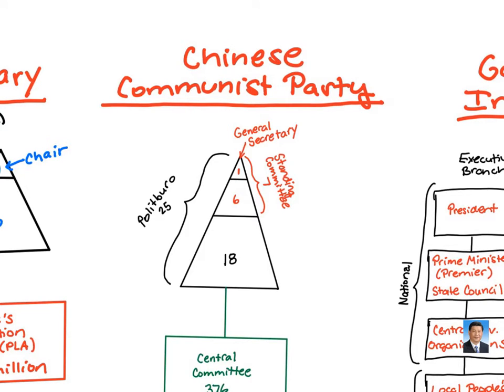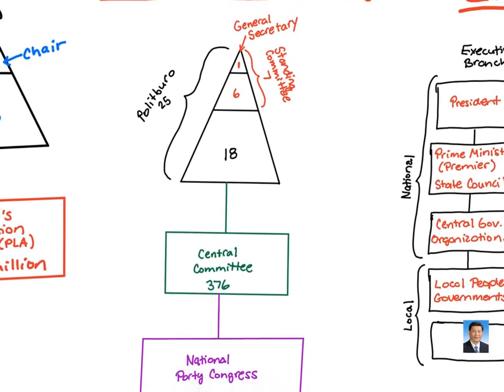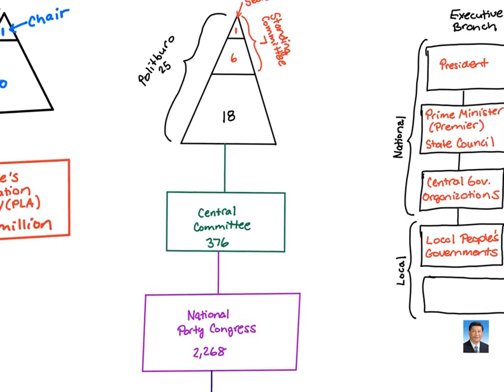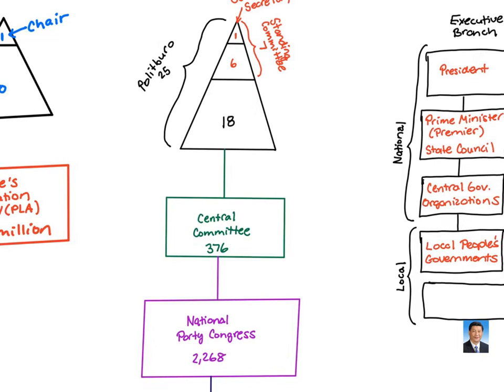So the Politburo is really the power base of the Communist Party. This is where everything happens. Now, underneath the Politburo, there is a group called the Central Committee. The Central Committee consists of about 376 individuals. These are also top political leaders. These are individuals who have a lot of power, a lot of influence on the Communist Party's overall policies.